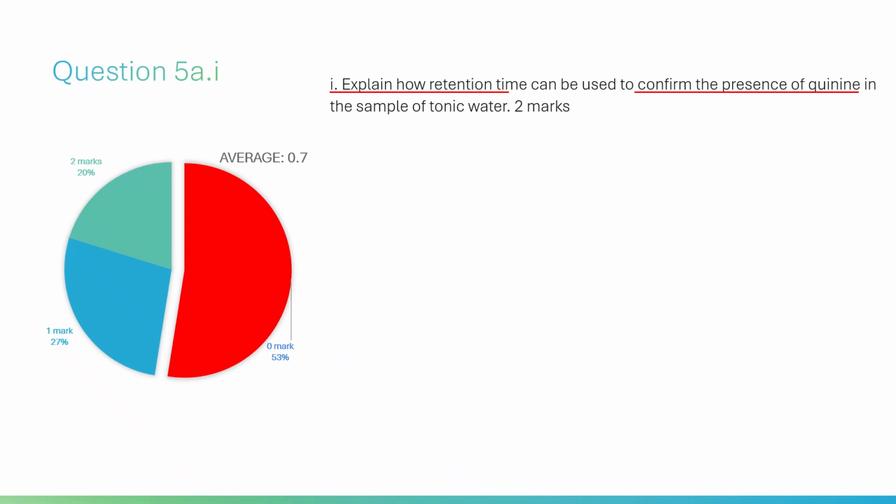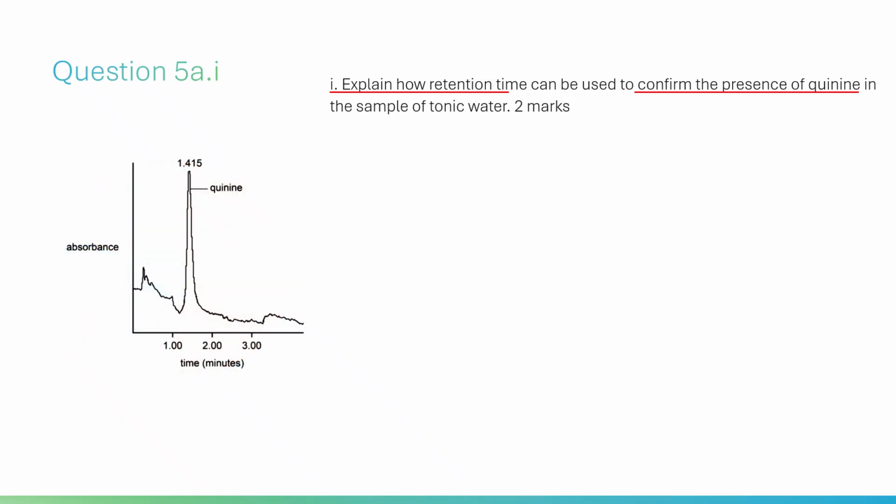The low average mark, 0.7 out of 2, reflects a classic analytical chemistry pitfall. Students often state that quinine has a retention time of 1.415 minutes, as an absolute fact, forgetting that RT is highly dependent on experimental conditions. Here are 2 structured logic paths for this VCE chemistry chromatography question, designed to hit both distinct marking points seamlessly.